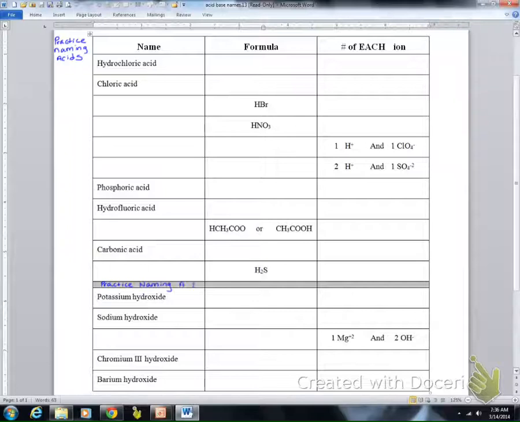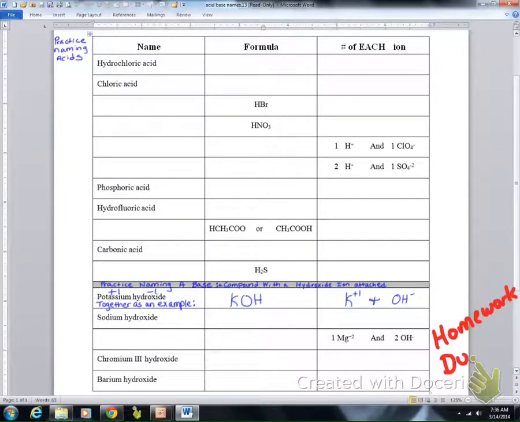On the bottom, that's practice naming a base. Remember, a base is a compound with a hydroxide ion present. I'll do the first one with you. Potassium hydroxide: in order to make our chemical formula, we know we have to write the charges above the words. If I've got potassium as a +1, I know hydroxide is a -1, so I make my chemical formula. Very simple, KOH. This should be pretty easy practice from last unit when we worked with net ionic equations. If I split that up into ions, I know I have 1 potassium ion and 1 hydroxide ion. The rest of that will be homework. That's going to be due the next class period.